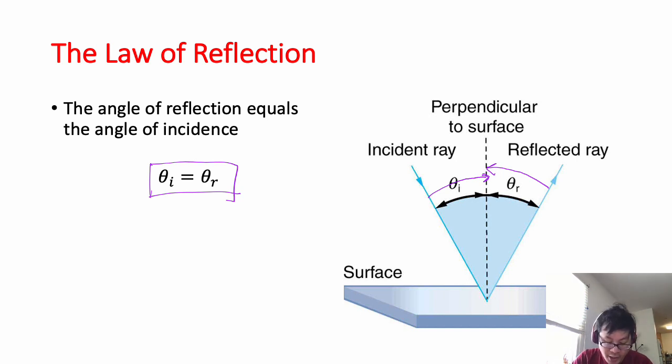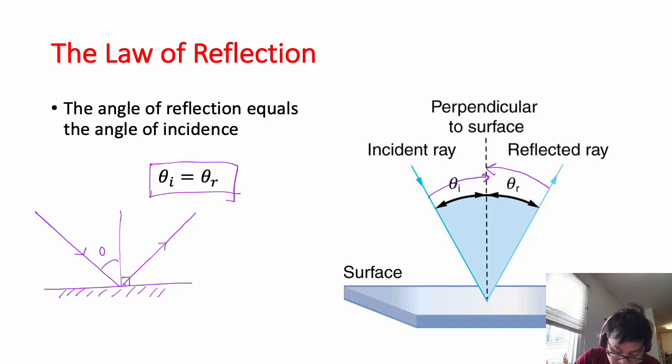This means when we have a mirror, something like this, to draw this, we have the incident ray, we draw the perpendicular line here, and then we draw the reflected ray here. So we are given the incident ray and draw the reflected ray.